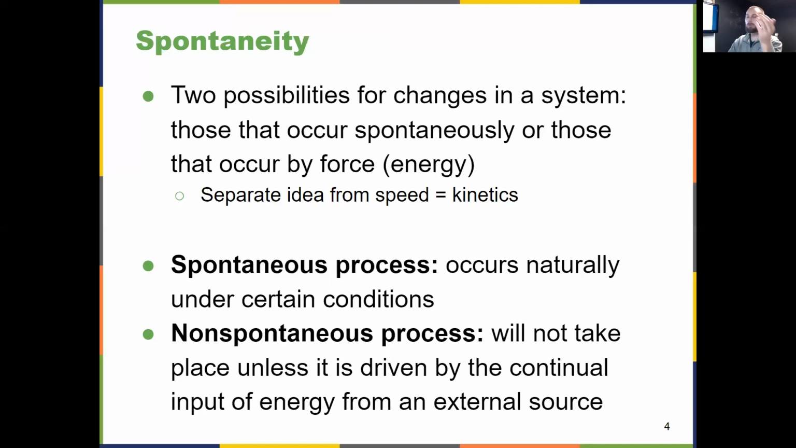So under the conditions that are outside right now, water flowing downhill is a spontaneous process. Water flowing uphill, the opposite thing, is non-spontaneous. Assuming it's above freezing where you are right now, ice melting is a spontaneous process. Ice freezing is non-spontaneous.